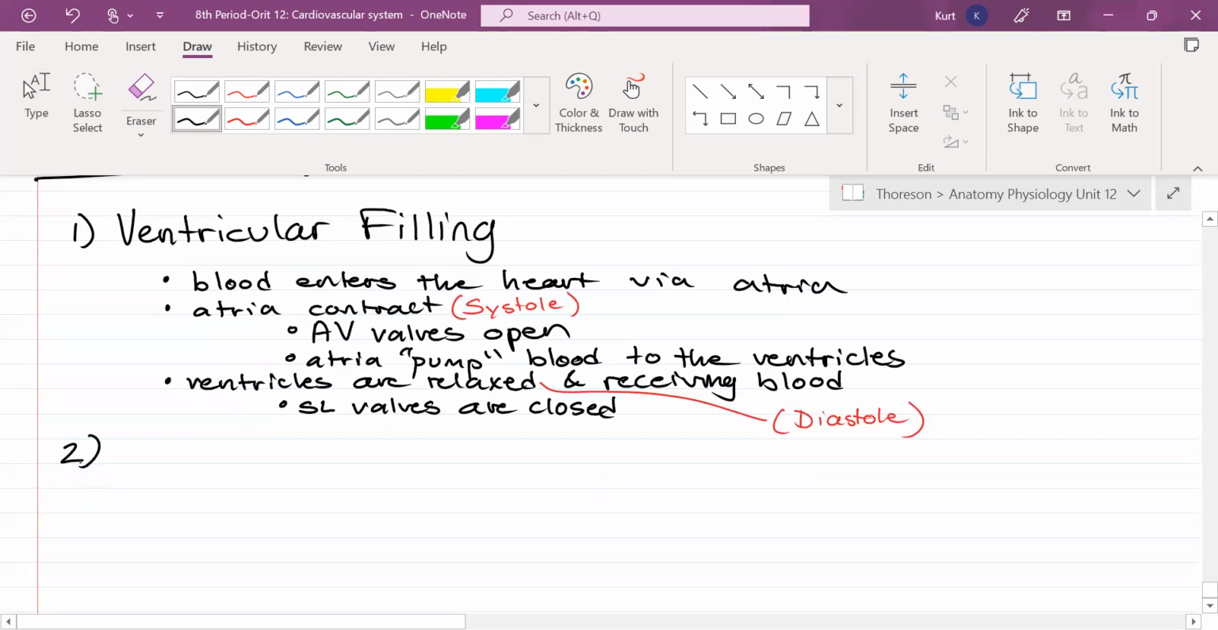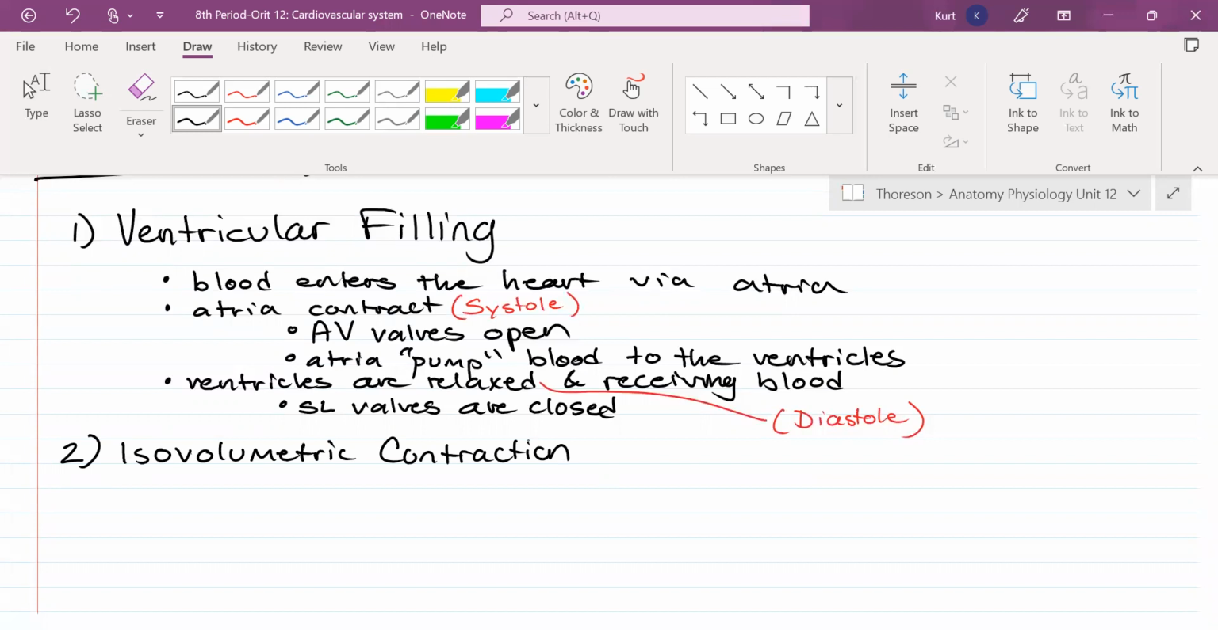Okay, step 2. Isovolumetric contraction. Guys, there's a method of lifting weights where you're not lifting and relaxing, lifting and relaxing. Like when Sebastian goes to the gym, he does this. Look at me. He's like this with a dumbbell. Being all big and swole, right, Sebastian?